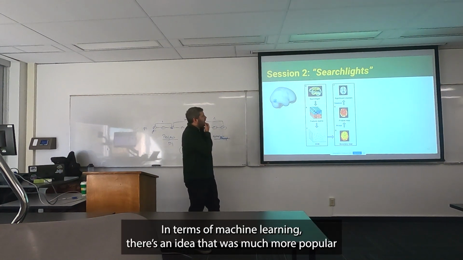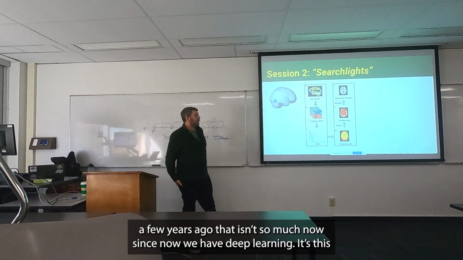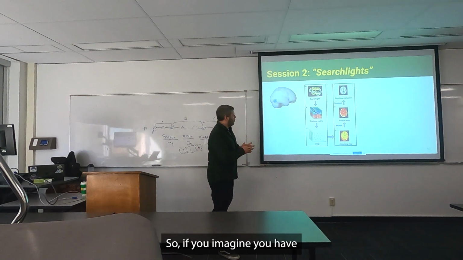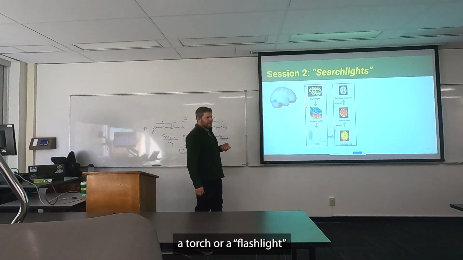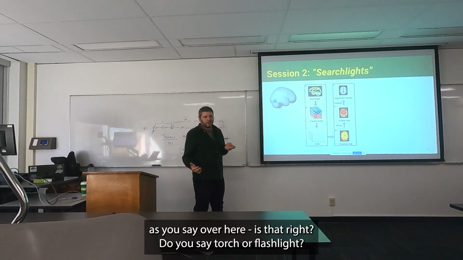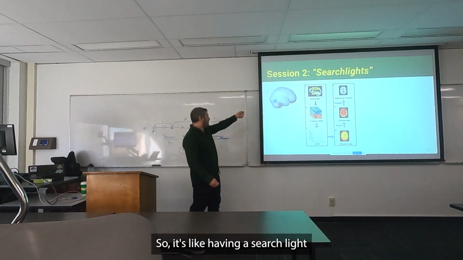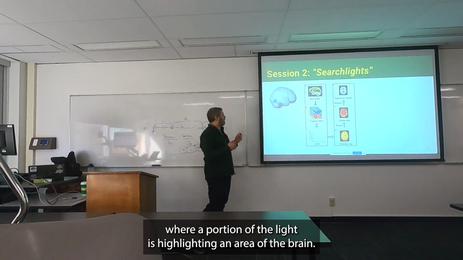In terms of machine learning, there's an idea that was much more popular a few years ago that isn't so much now with deep learning, but it's this idea of what's called a searchlight. So if you imagine you have your torch or flashlight. You say torch like us, we say flashlight here. So it's just like having a searchlight, a portion of light highlighting an area of the brain.